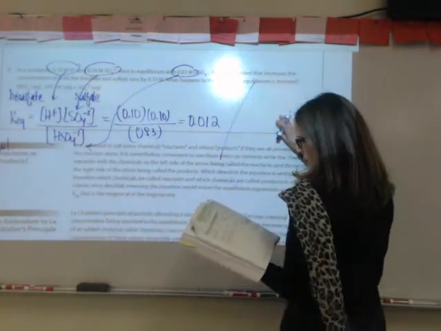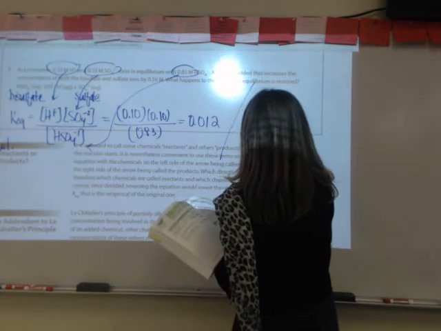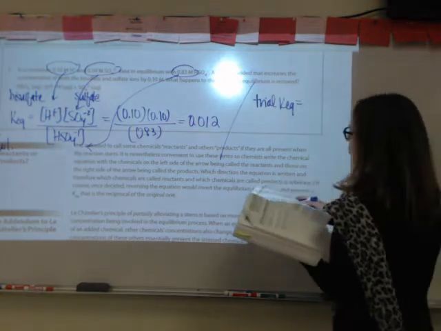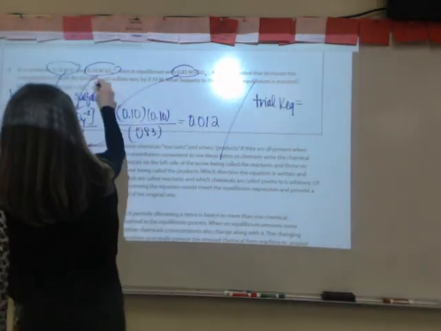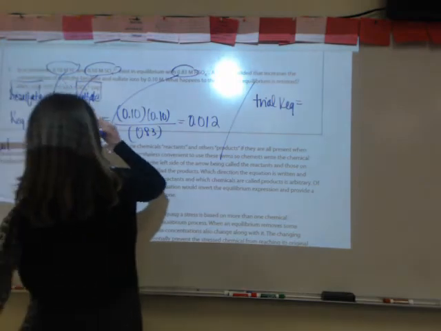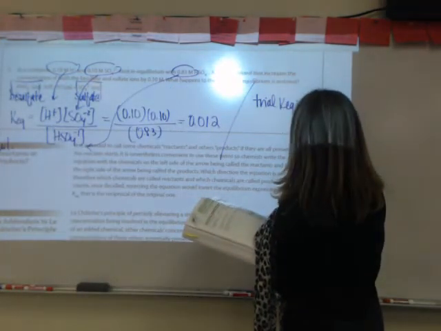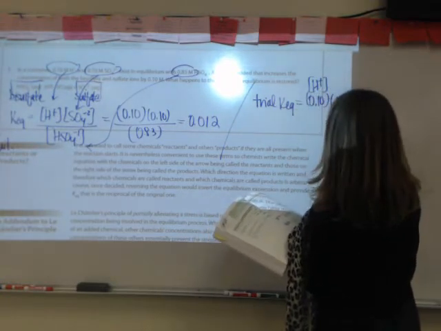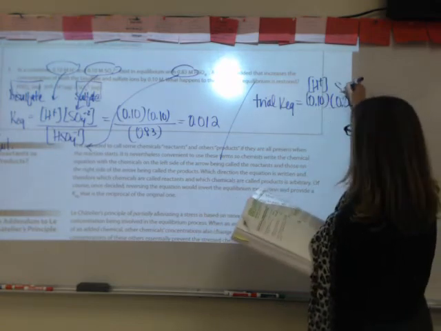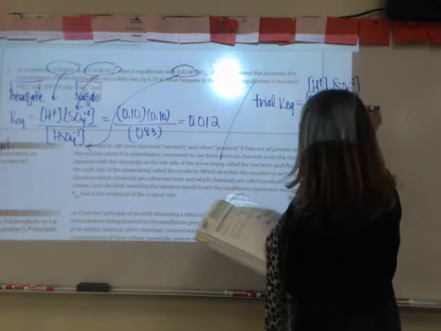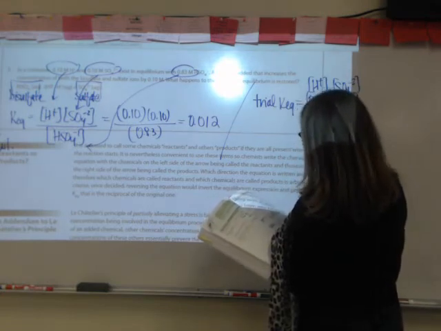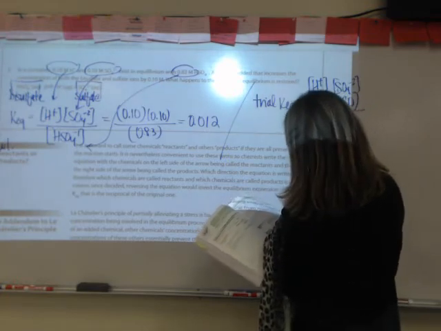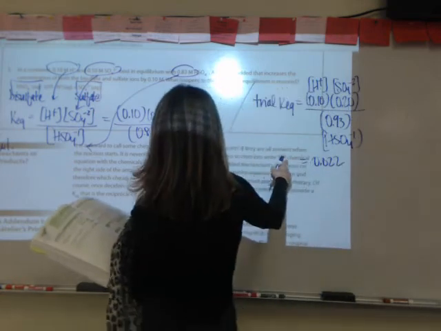Now, if we change the concentrations, let's look at our trial now. They changed the concentration of bisulfate and sulfate, so these two. So your H plus stays the same. So we're going to do 0.10 for our H plus concentration. And then the other one is going to be 0.20 because it increased by 0.1. And then your HSO4 concentration increased by 0.1, so that's going to end up being 0.93. So this equals 0.022 for your trial KEQ.